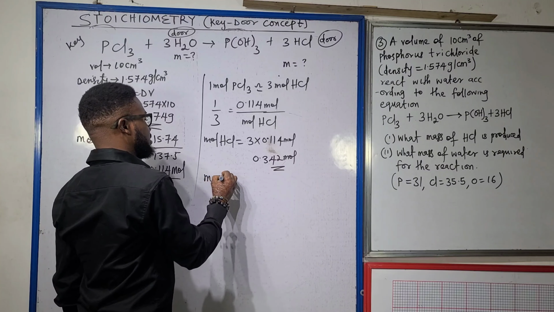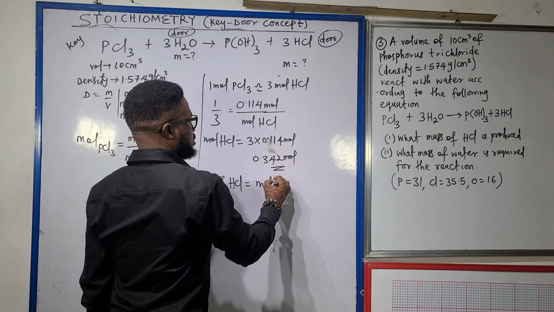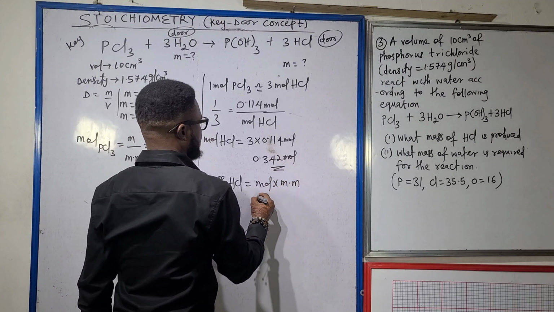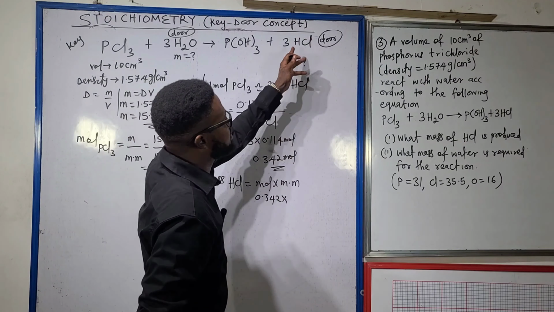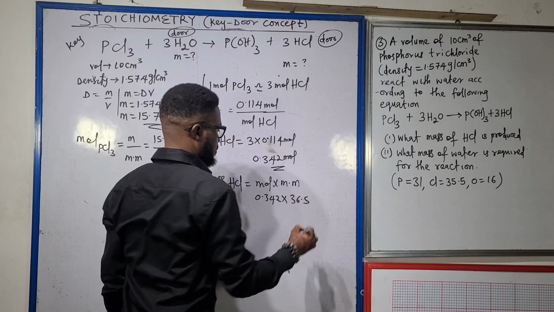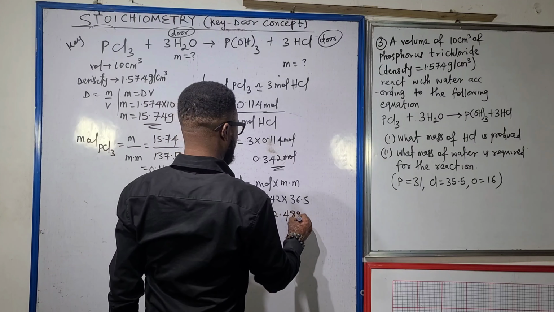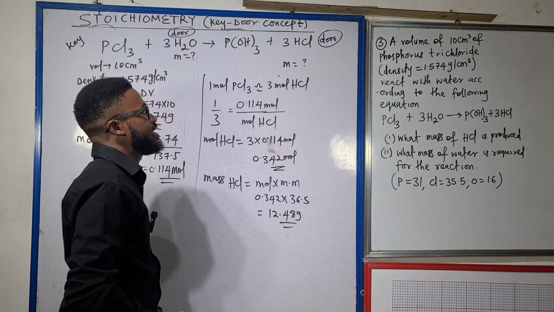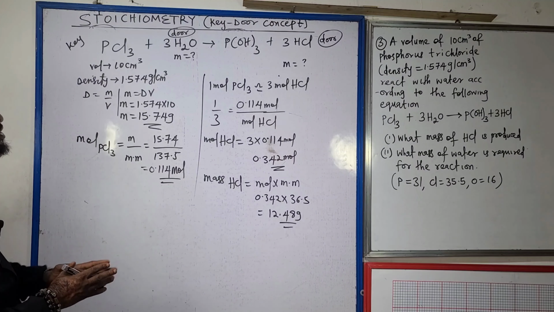So mass of HCl is going to be mole times molar mass. The mole is 0.342 times, what is the molar mass? HCl is 36.5. And that is going to give me 12.48 gram. Yes, 12.48 gram. And that is very direct. I've been able to get the mass.